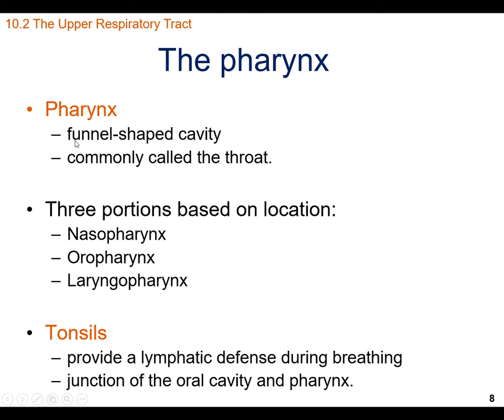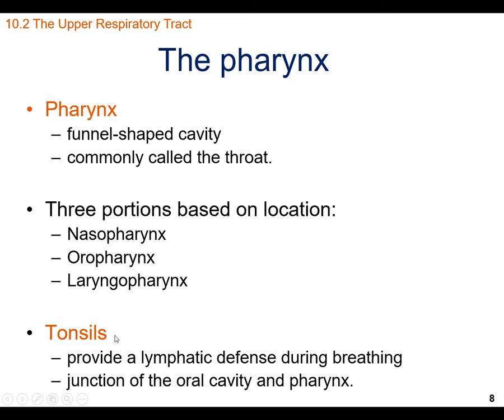The pharynx is the funnel-shaped cavity. It's commonly called the throat, and it has three basic portions based on the location. The nasopharynx is that opening behind the nose. The oropharynx is the opening behind the mouth. And then the laryngopharynx, which is where these two join together.